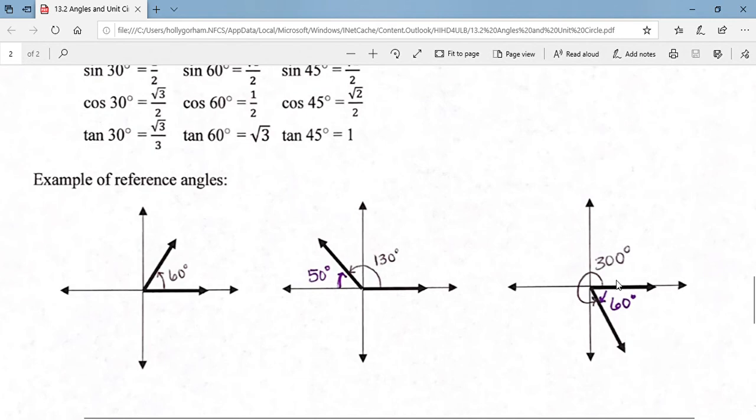If we had 300, 300 would go up and around all the way into the fourth quadrant. But notice that if a full circle was 360, we're still 60 degrees short. So what completes the full circle? That would be the 60 degrees. So 60 degrees is your reference angle. So the reference angle always goes to the x-axis.